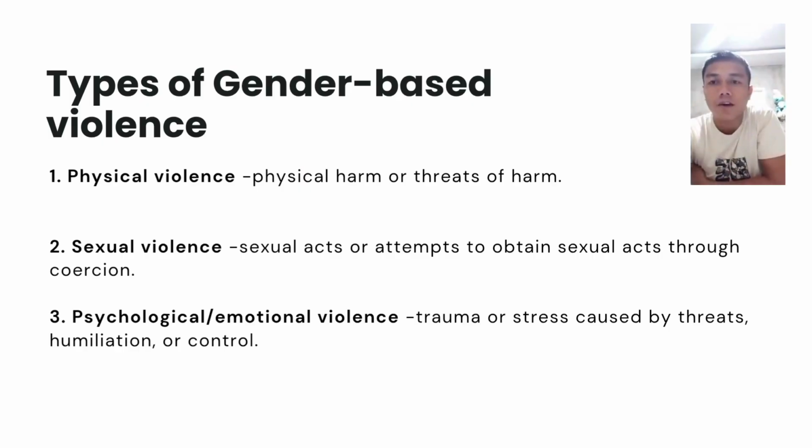Types of gender-based violence. Number one, physical violence: physical harm or threat of harm. Number two, sexual violence: a sexual act or attempts to obtain a sexual act through coercion. Number three, psychological or emotional violence: trauma or stress caused by threat, humiliation, or control. Number four, economic violence: control over finances or resources to exert power.